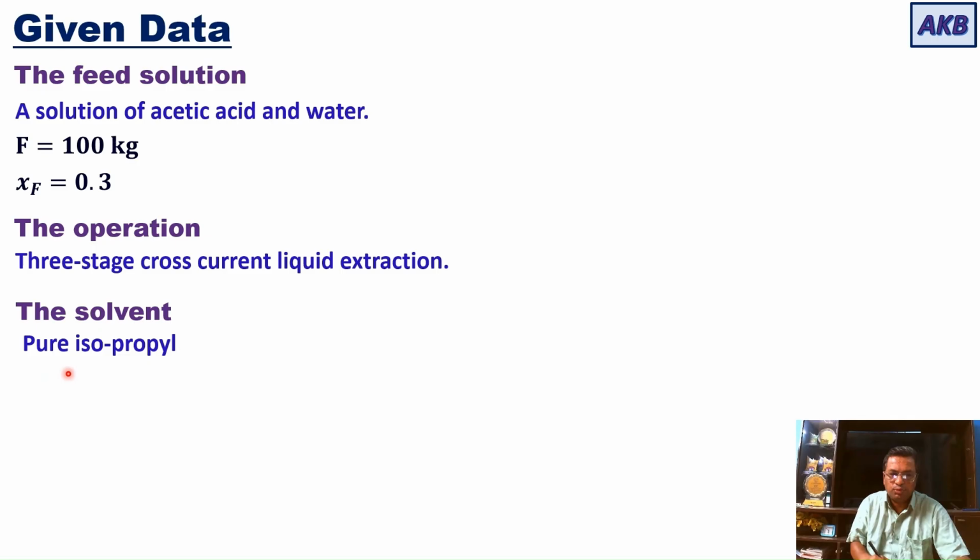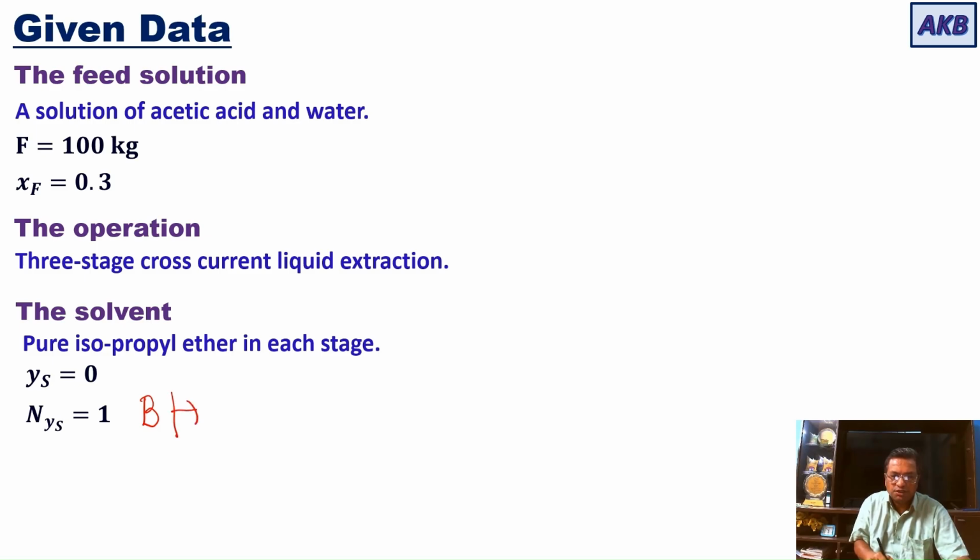The solvent to be used is pure isopropyl ether. In each of the 3 stages, pure isopropyl ether is to be used as the solvent, which means Ys is 0. That is weight fraction of C, weight fraction of solute in it is 0. NYs is 1. That is weight fraction of B is 1 because it is pure solvent. NYs gives us weight fraction of B in the solvent phase. And since this is pure B, its weight fraction is 1. And since pure isopropyl ether is used, there will be no solute in it. And that's why Ys, which is weight fraction of solute in the solvent phase, is 0.